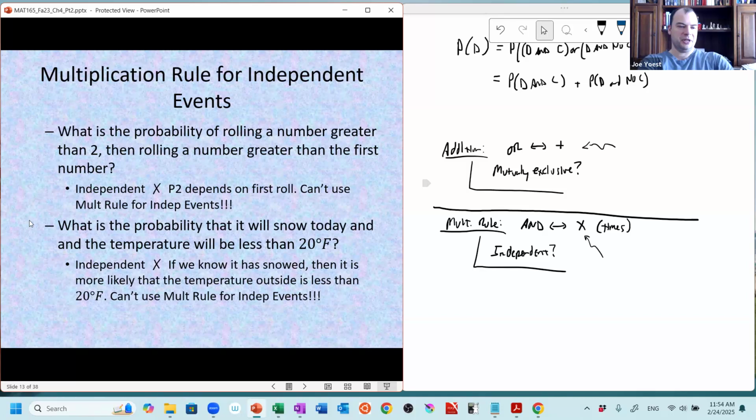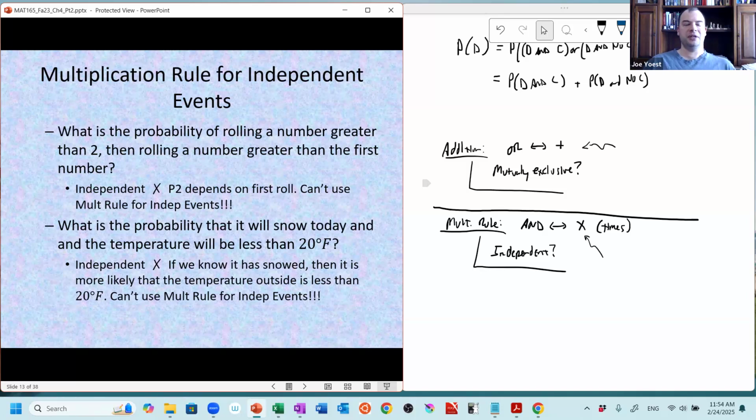Or another example, what's the probability it will snow today and the temperature will be less than 20 degrees Fahrenheit? These are not independent, right? If I know that it's less than 20 degrees Fahrenheit, I probably would estimate the likelihood of snow is going to be a little higher than if I knew that it was above 20 degrees Fahrenheit. I mean, there are some temperatures above 20 where it might snow, maybe 25 or 30, but there's a lot of reasonable temperatures above 20 where it's almost certainly not going to snow, 60, 70, 80.